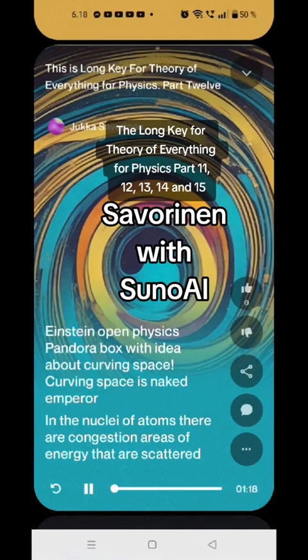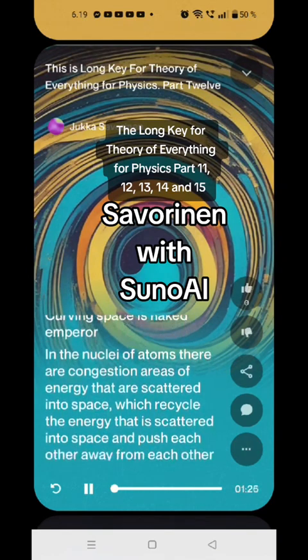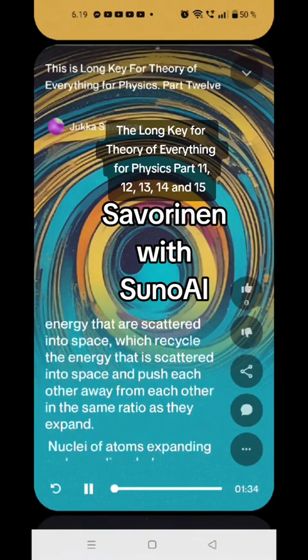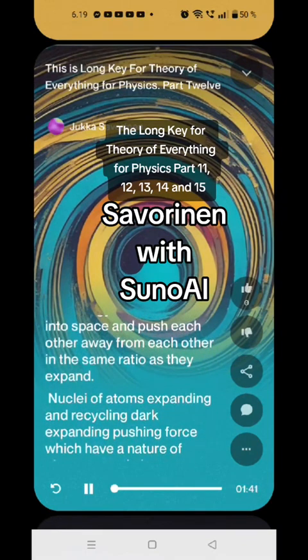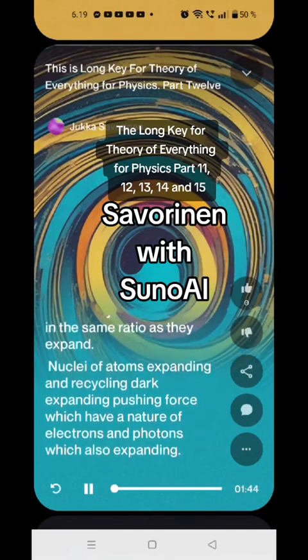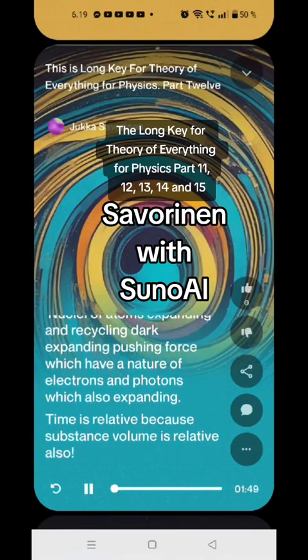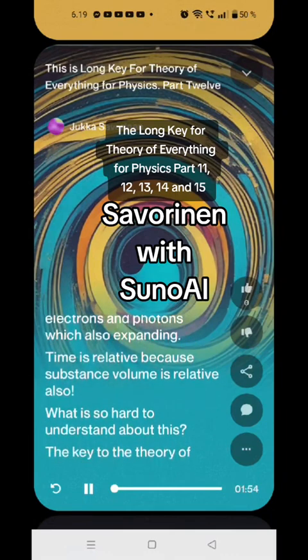Einstein opened physics' Pandora's box with the idea of curving space. Curving space is a naked emperor. In the nuclei of atoms there are congestion areas of energy that are scattered into space, which recycle the energy that is scattered into space and push each other away from each other in the same ratio as they expand. Nuclei of atoms are expanding and recycling dark, expanding, pushing force, which have the nature of electrons and photons, which are also expanding.